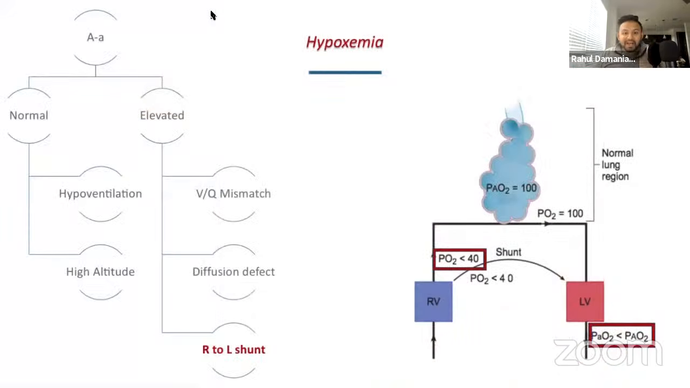Finally, we're going to be talking about right to left shunt. And in right to left shunt, the key concept is that blue blood here, P little AO2 less than 40, goes into the systemic circulation. And you notice that now the P little AO2 is going to be in the systemic circulation and has bypassed the lungs.